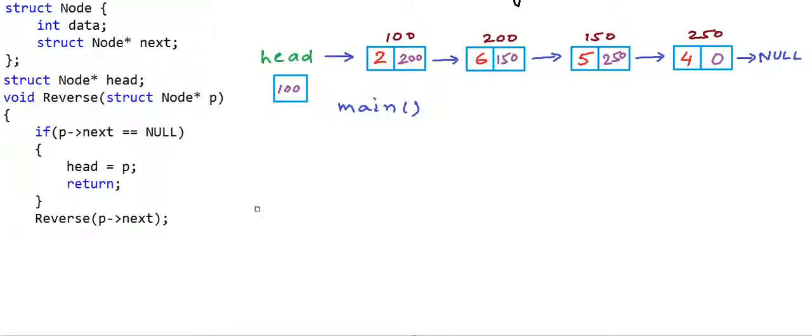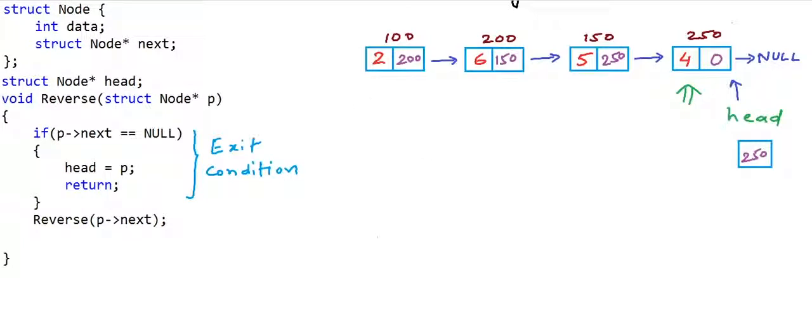Now I want to do something like this in my recursion. I want to go on making a recursive call till I reach the last node. For the last node, the link part will be null. So this is my exit condition from recursion. This exit condition is what will stop us from going on infinitely in a recursion. And what I'm doing here is something very simple. As soon as I reach the last node, I'm modifying the head pointer to make it point to this node. So the recursion will work like this.